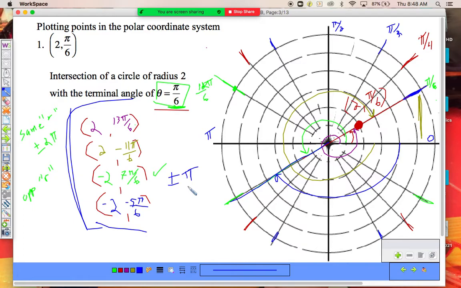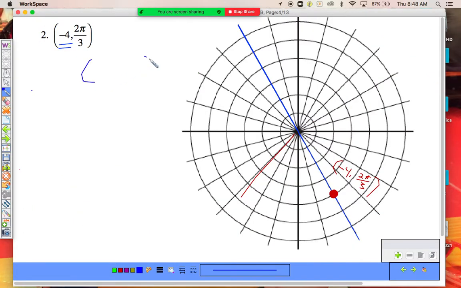All right, that's the idea behind the math. And we can draw it out, kind of figure it out, and figure out what those angles are, but just the math will give it also. All right, so do number 2. Find me 4 more polar representations of negative 4 comma 2 pi over 3.